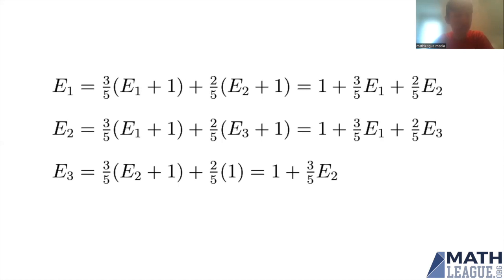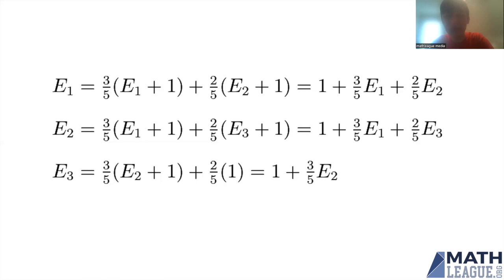The final equation is similar. It's the same process as the first 2, but the last term is a little different. The first term is still the same: if we jump to the left, it's a 3/5 chance times E2 plus 1. However, in the second term, in the 40% chance that we jump right, the frog will stop because it already reached its destination and will not jump anymore. So it only takes 1 jump from 3 to get to 4, at which point it will stop. If we simplify that a little bit, we get 1 plus 3/5 times E2. We now have 3 variables and 3 equations relating them, so we can solve for each of the variables.